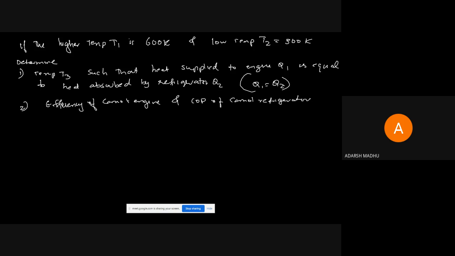So I will draw the particular figure so that we can understand how the figure comes. A particular heat engine is there, which is absorbing heat from T1. A Carnot engine is there, and I am drawing it. It is rejecting heat to a temperature T3.